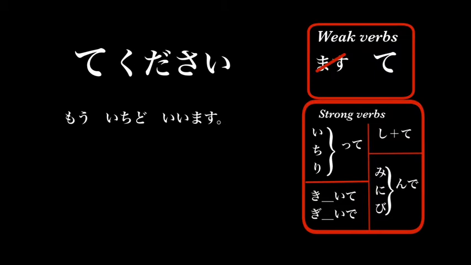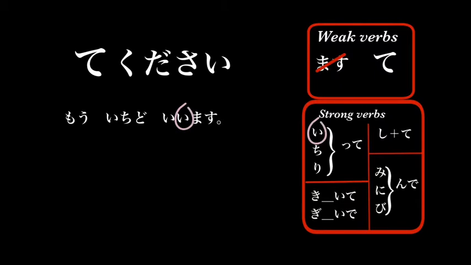Another very common expression we need to learn is mo ichido. Literally means one more time. You'd recognize ichi, meaning one. Ichido literally means one time or once. Mo ichido, one more time, once more. Mo ichido iimasu is to say it again.